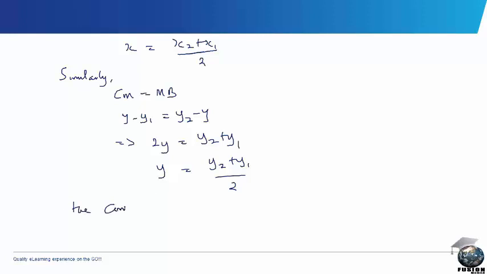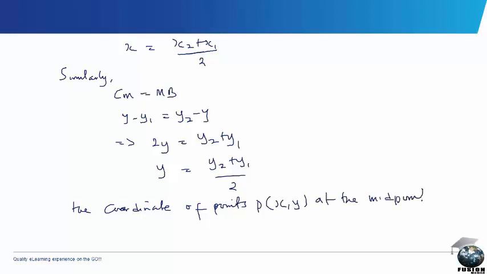The coordinates of point P of x and y, which is the midpoint of AB, will be equal to x1 plus x2 all over 2, and y1 plus y2 all over 2.